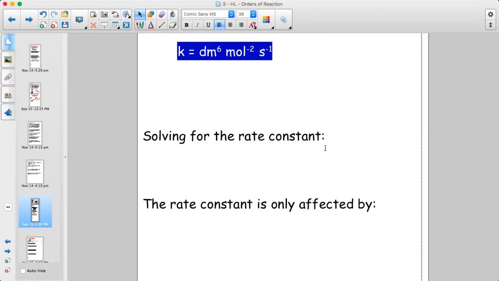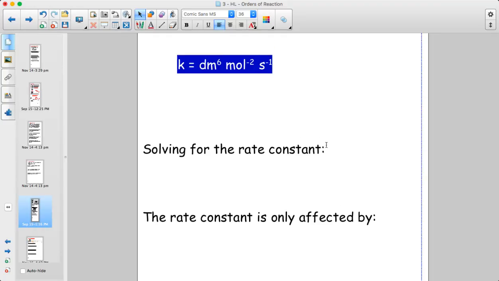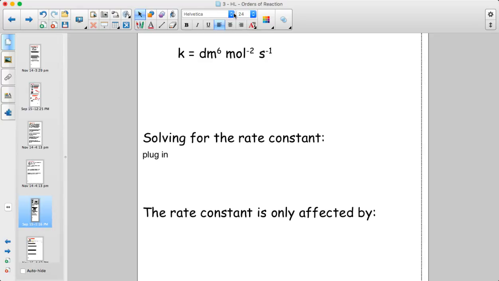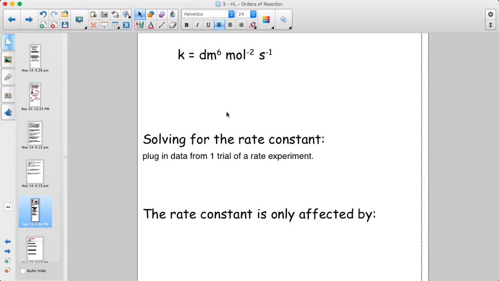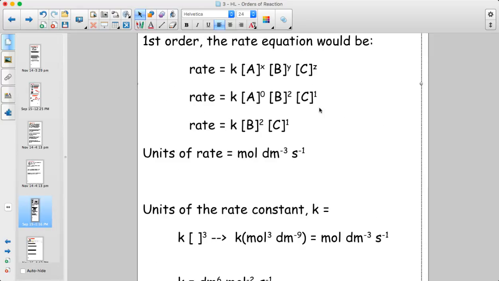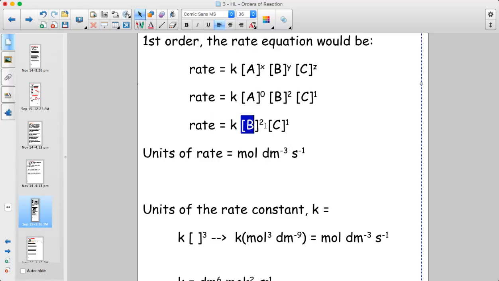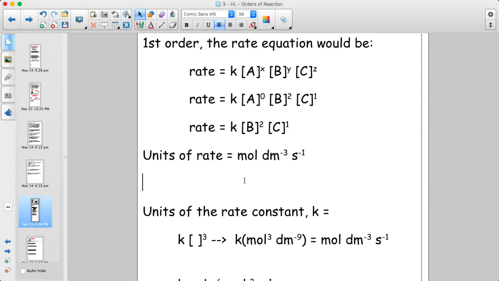Okay? If you want to solve for the actual numeric value of the rate constant, you have to use experimental data. You're going to plug in data from one trial of a rate experiment. Just like in our iodination of propanone experiment, you pick the concentrations and the actual rate of reaction from one trial, plug them all into your rate equation, the rate equation being this thing here. So you plug your values for rate in, and you plug your values in for concentration, and that allows you to solve for the actual numeric value of K.